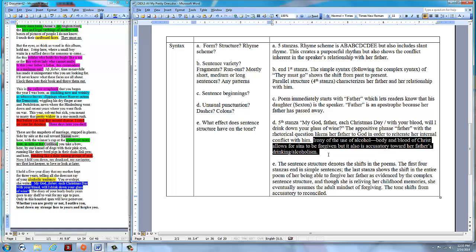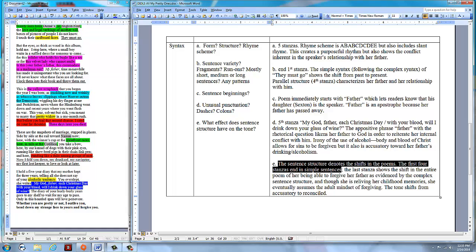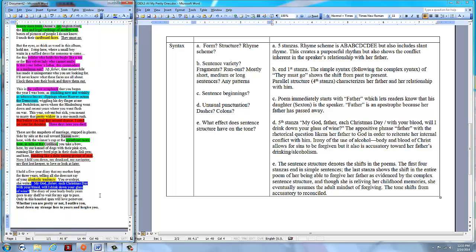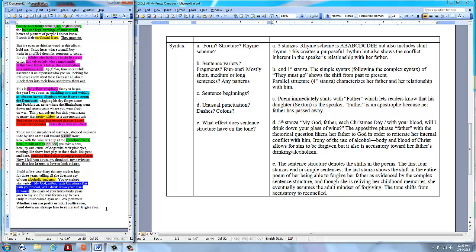Finally, you're going to be looking at the effect the structure has on the tone, and overall, we felt that the sentence structure denotes shifts in the poem. The first four stanzas ending in the simple sentences, the last stanza shows this shift in the entire poem because it allows for her to forgive her father, as evidenced by the complex sentence structure. She is reliving her childhood memories, and she eventually assumes the adult mindset of forgiveness. And that tone, it shifts from being somewhat and mostly accusatory to a sense of reconciliation, that she's able to find closure. I hope that you were able to understand how to use this technique.